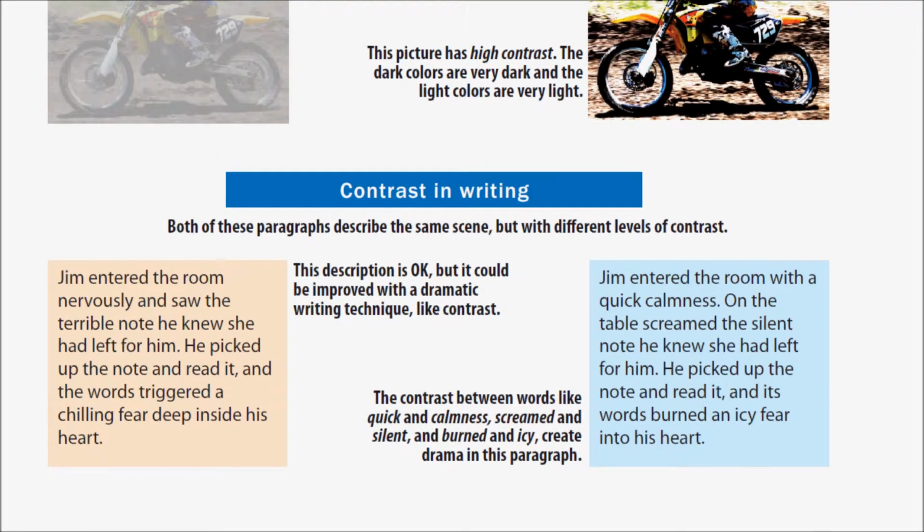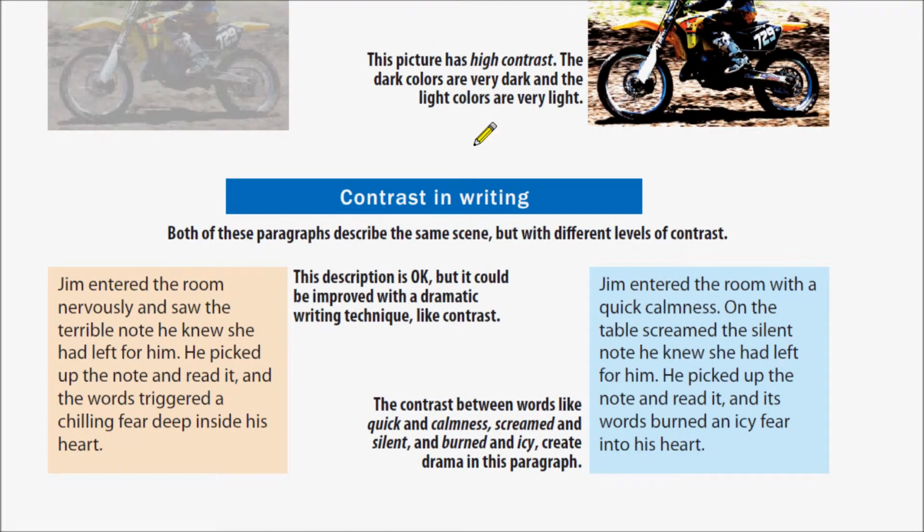Here, for example, all right, here's an example. Here's an okay sort of paragraph. Jim entered the room nervously and saw the terrible note he knew she had left for him. He picked up the note and read it, and the words triggered a chilling fear deep inside his heart. Okay, that's not bad, really. It's pretty good writing. It's okay, but let's look at this.